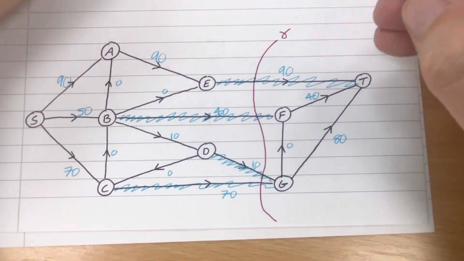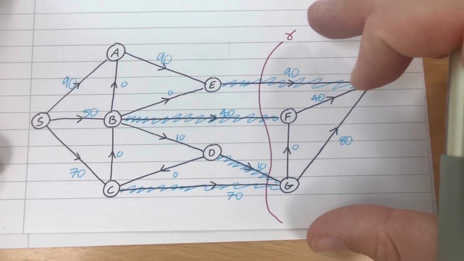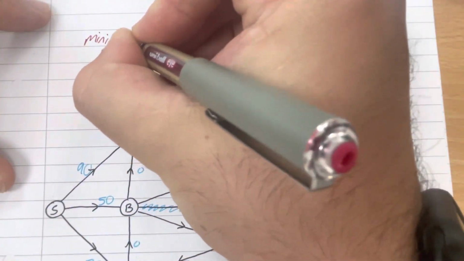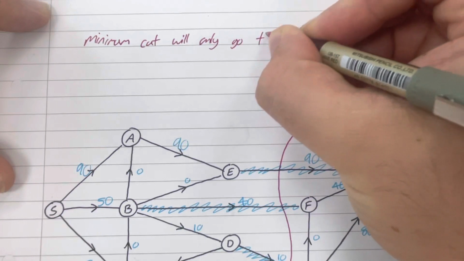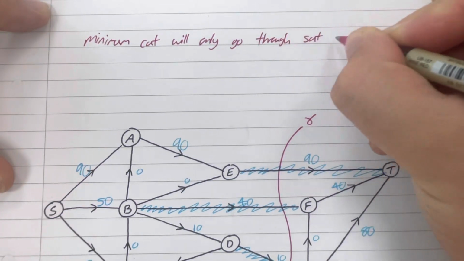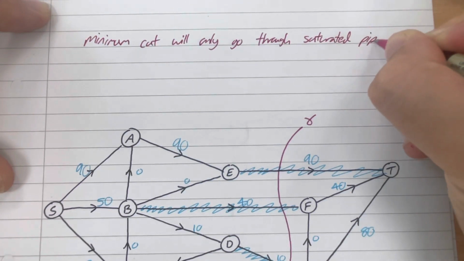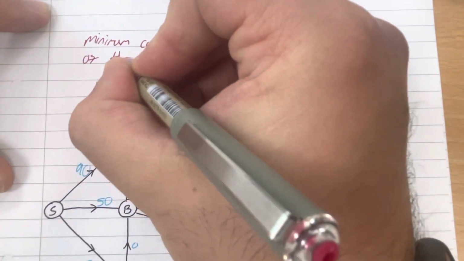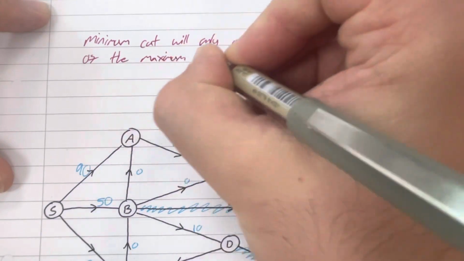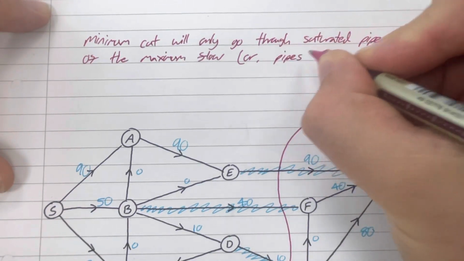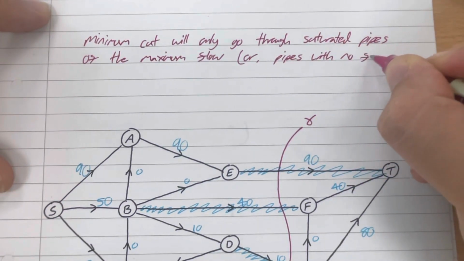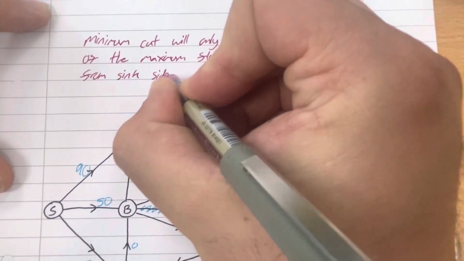Okay. So when you're dealing with a problem which contains a cut, you know that the minimum cut will only go through saturated pipes of the maximum flow, or pipes with no flow from sink side to source side.